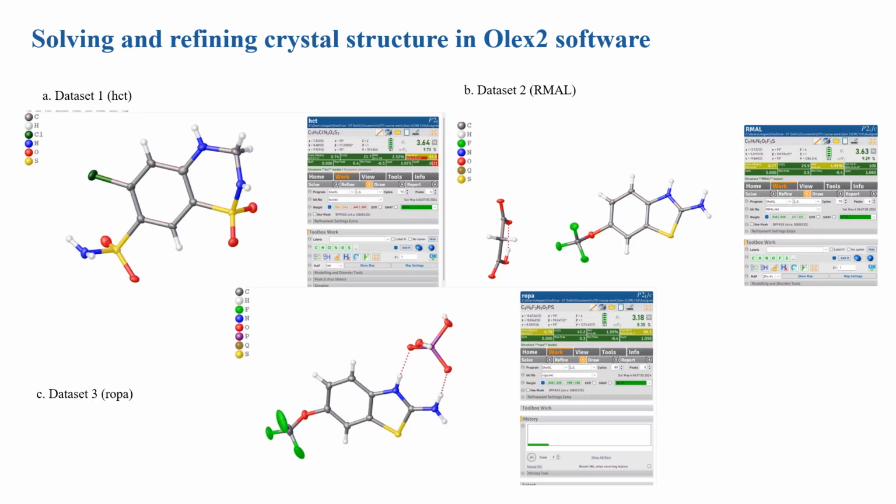Now, these are the solved structures of all the three data sets that were given. This first one is for data set 1, and here we achieved a residual factor of 3.64. Second one was data set 2, and here we have achieved 3.63. In third, this is data set 3, and for this the residual factor achieved was 3.18.